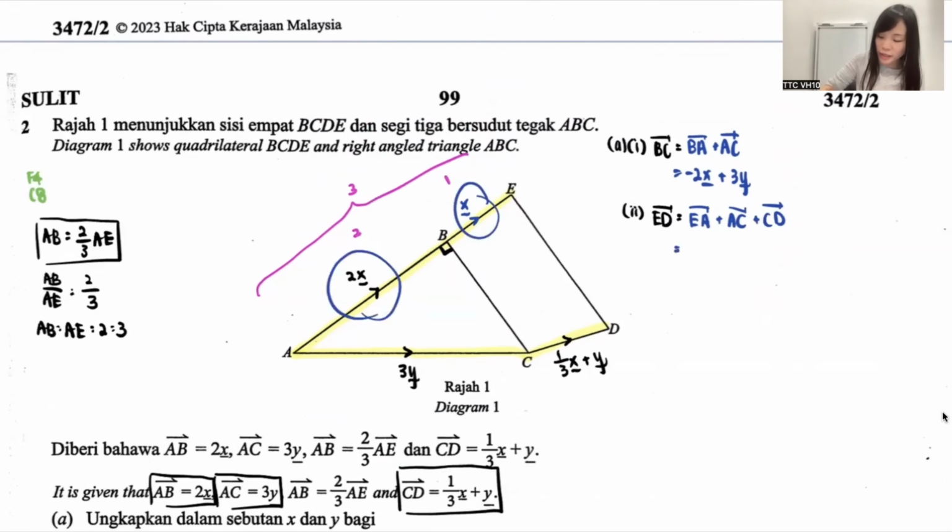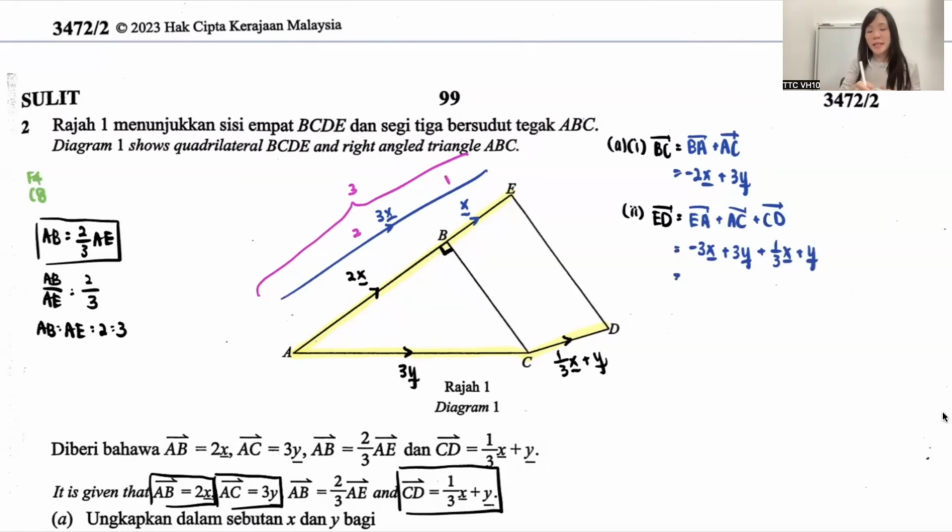Okay, so E walk to A is what? This one x, this one 2x. Actually, the whole line is 3x. So the whole line is actually positive 3x. The value of it, isn't it, negative 3x, and then plus 3y, and then continue plus 1 over 3x plus y. So combine those, you guys can combine. Negative 3 plus 1 over 3, I guess getting negative 8 over 3 for the x part. 3y plus 1y, isn't it 4y? Okay, just like that. Negative 8 over 3x plus 4y.